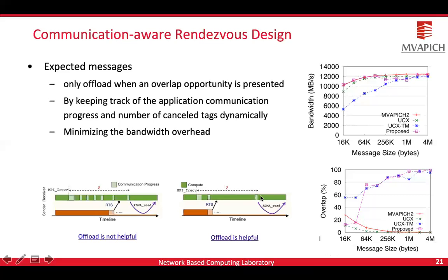However, on the right-hand side, offload is actually helpful because the receiver side does not progress the communication frequently enough. Therefore, if we offload the receive request to the HCA, as soon as the RTS is received, it can perform RDMA. Even though the bandwidth is lower, it is expected to see benefit in total execution time because of the increased overlap of communication. So our design has shown benefit compared to all other designs, such as UCX with tag matching enabled, in terms of bandwidth, and at the same time, it can also provide the peak overlap of communication and computation.